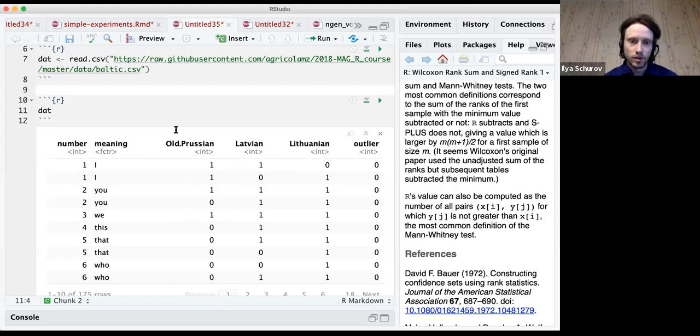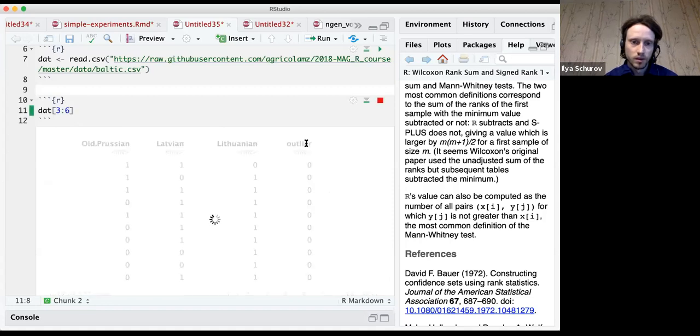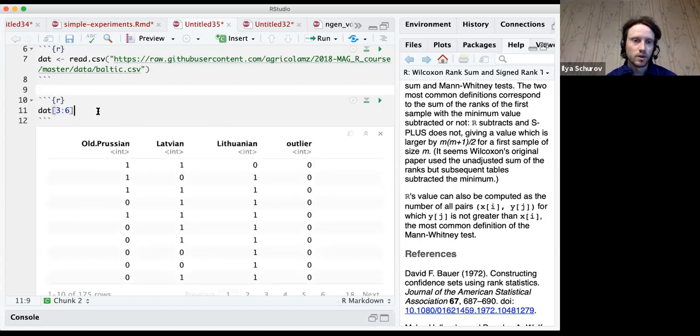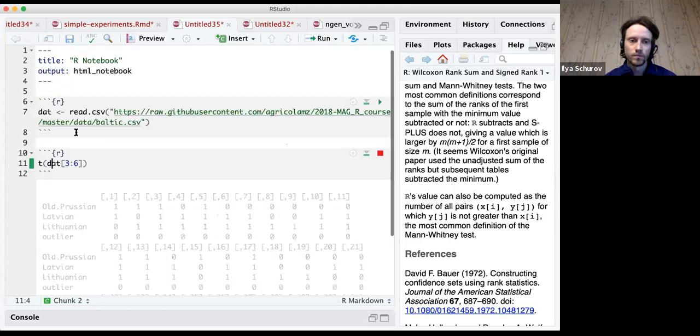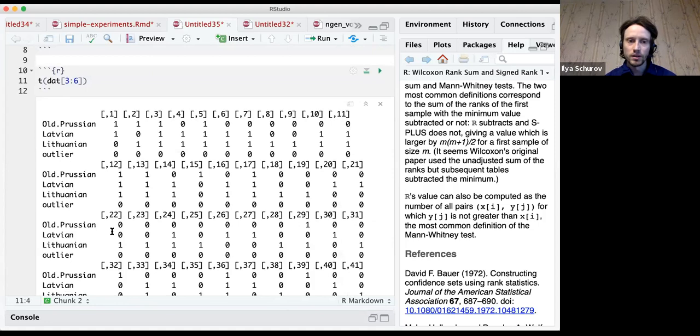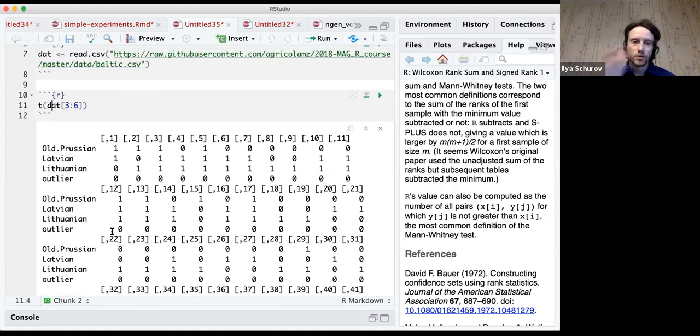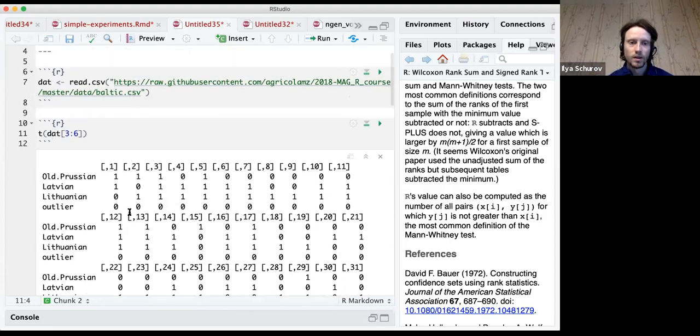Let me select only this part. So this is from 3 to 1, 2, 3, 4, 5, 6. So I get this part of my data, and then I can transpose the data frame. This can be done with this T function. And it just creates a new table such that rows of this table are columns of the previous table. And now let us assume that I want to use hierarchical clustering.